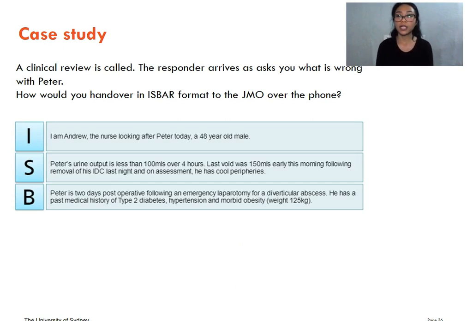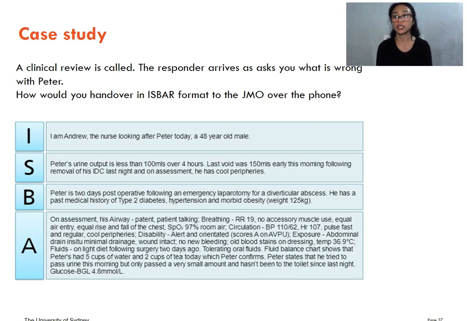The background would then be that Peter is 2 days post-op following an emergency laparotomy for a diverticular abscess. He has a past medical history of type 2 diabetes, hypertension, and he's morbidly obese, weighing 125 kilos. You can place your A to G assessment here in A for assessment.